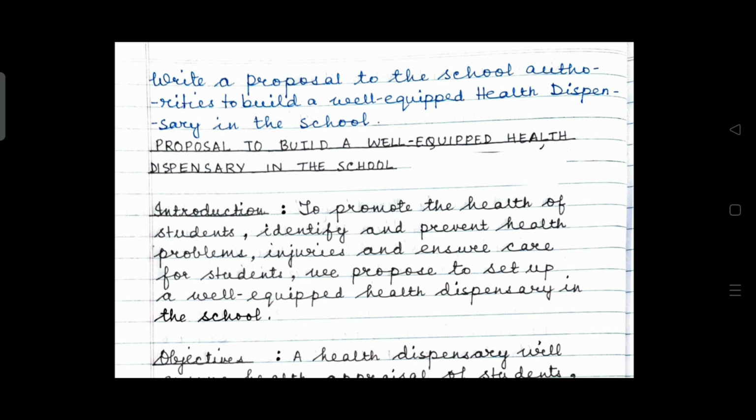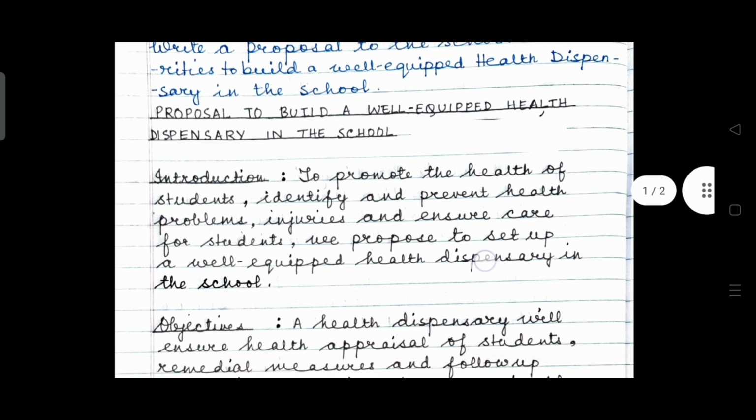Learn how I have written the introduction. To promote the health of students, identify and prevent health problems, injuries, and ensure care for students, we propose to set up a well-equipped health dispensary in the school. Simple English, simple sentences, short crisp points, and you are perfectly fine to get good marks.